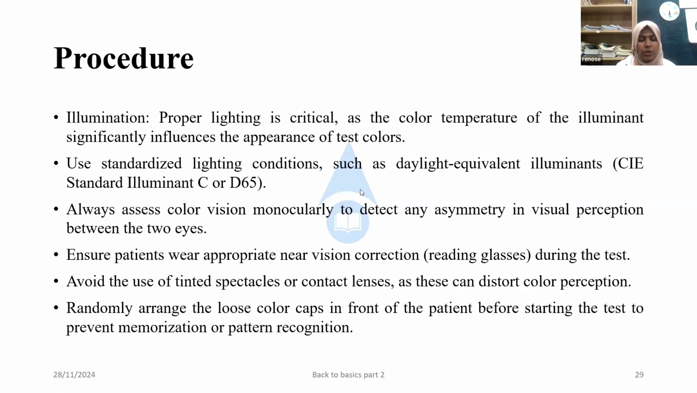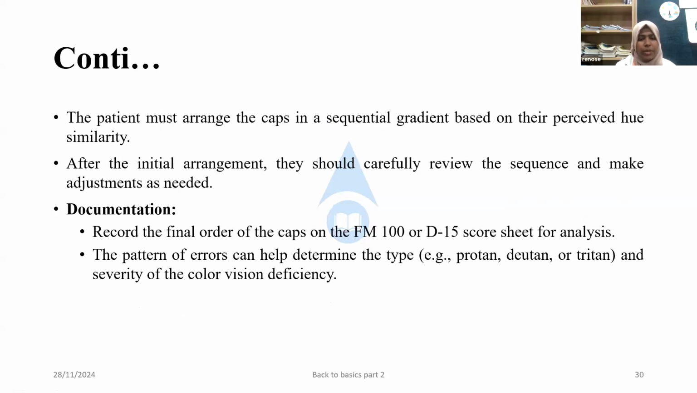Randomly arrange the loose colored caps in front of the patient before starting the test to prevent memorized pattern recognition. The patient must arrange the caps in sequence, grading based on perceived hue similarity. After the initial arrangement, they should carefully review the sequence and make adjustments as needed. Documentation: record the final order of caps on the FM100 or D15 score sheet for analysis.